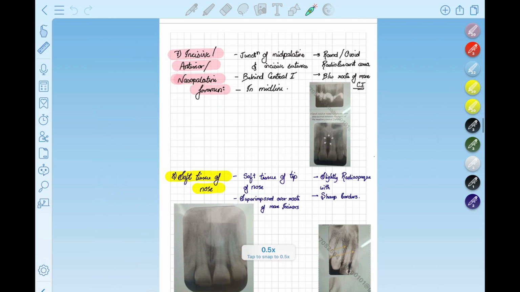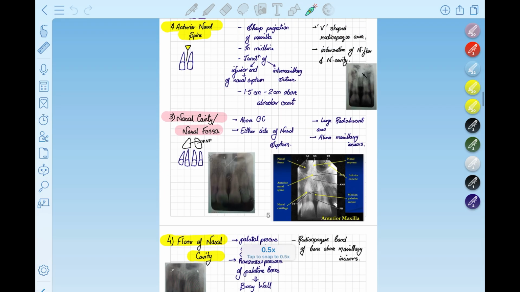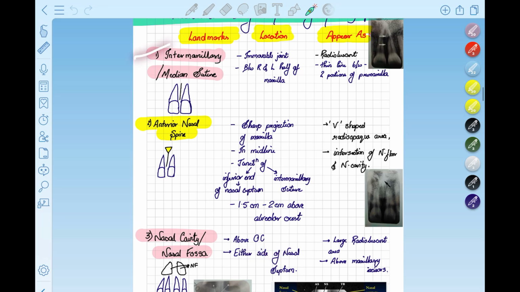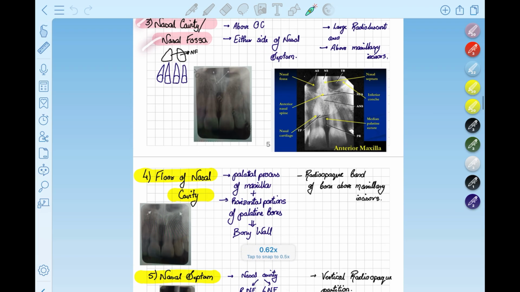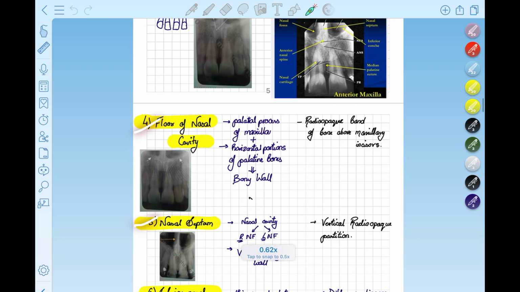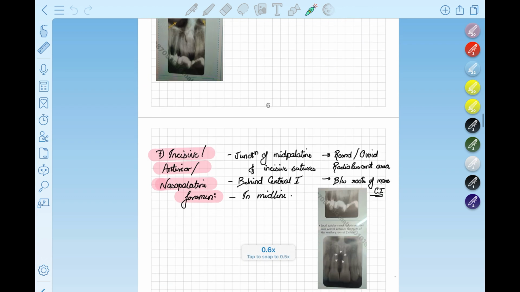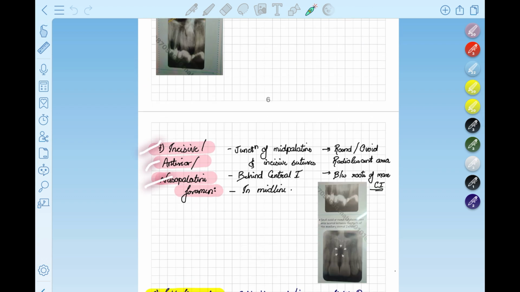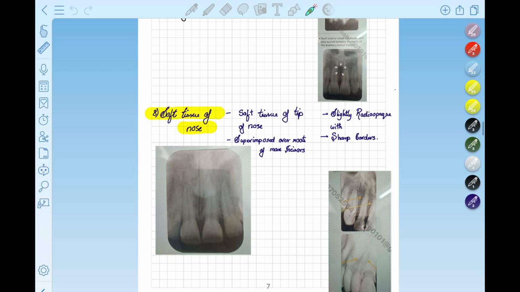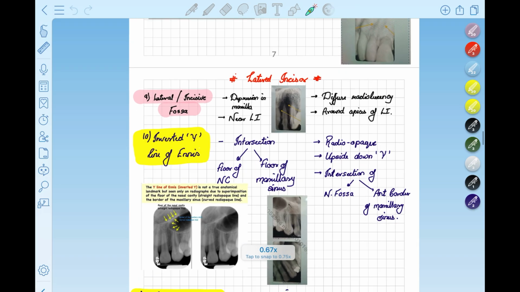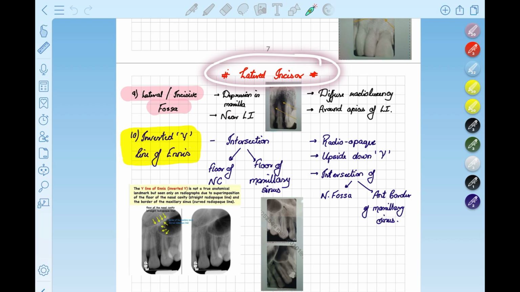Now, these were the structures that we can see mainly in the anterior region of the maxillary IOPA, that is, central or lateral incisors. What are the structures we saw? Intermaxillary or median suture, anterior nasal spine, nasal cavity or nasal fossa, floor of nasal cavity, nasal septum, inferior nasal conchae, incisive anterior or nasopalatine foramen, soft tissue of nose.